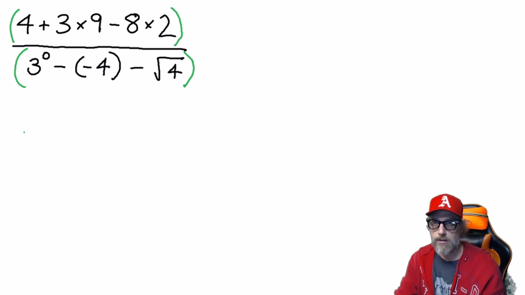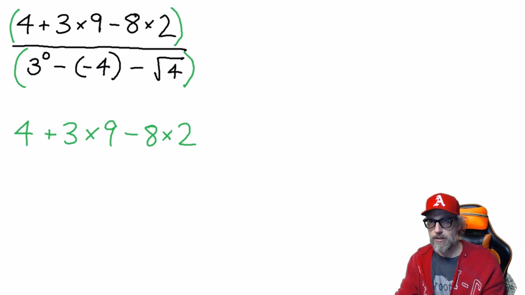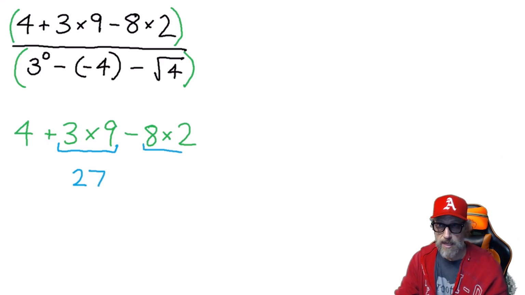I'll bring out just that expression, 4 plus 3 times 9 minus 8 times 2, and apply order of operations to this expression. Groups we don't have, exponents we don't have, so now we're looking at the multiplies and divides. We have a multiply, 3 times 9 equals 27. I'm going to skip that subtract so I can come over here and do the 8 times 2 equals 16.